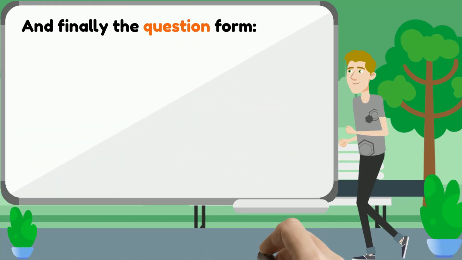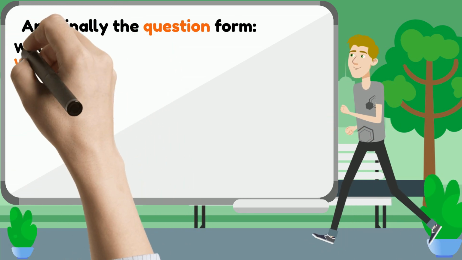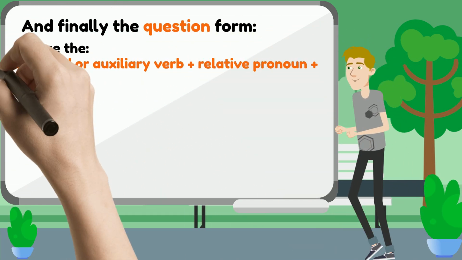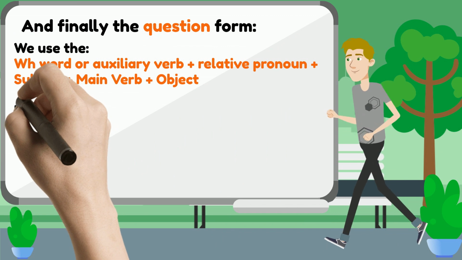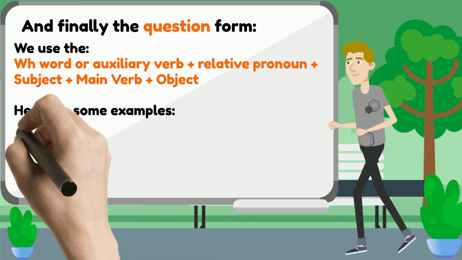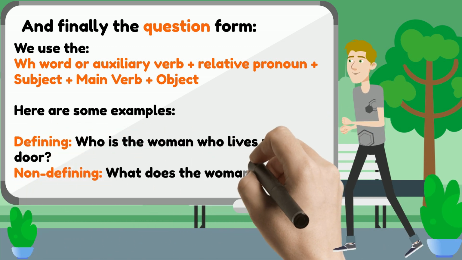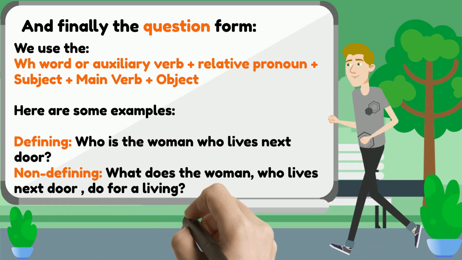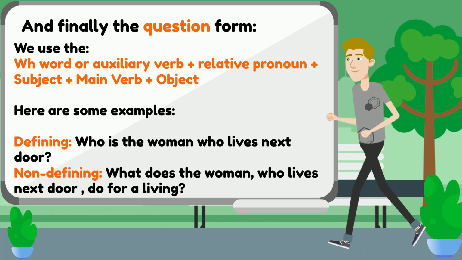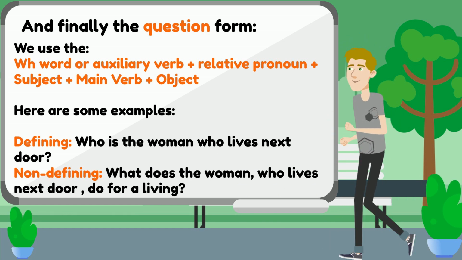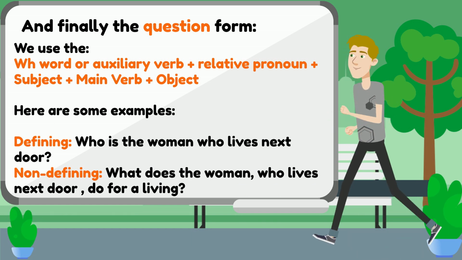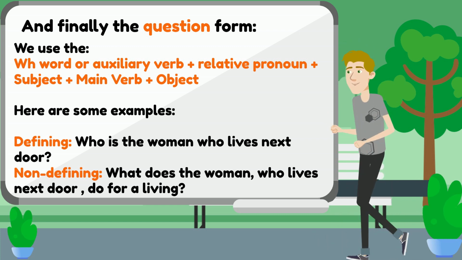And finally, the question form. We use the WH word or the auxiliary verb plus the relative pronoun plus the subject plus the main verb plus the object. Here are some examples. Defining. Who is the woman who lives next door? Non-defining. What does the woman who lives next door do for a living?